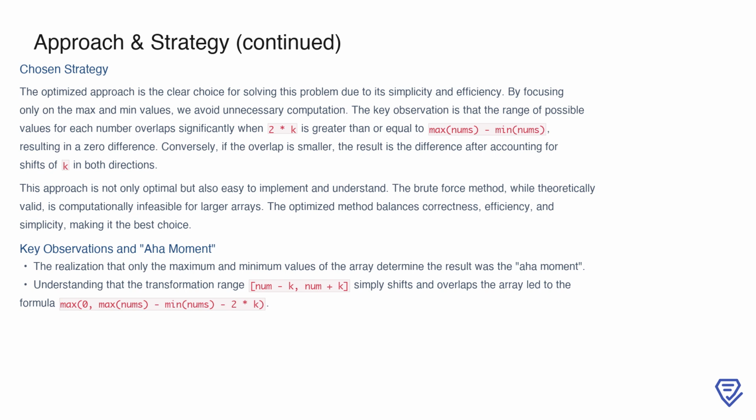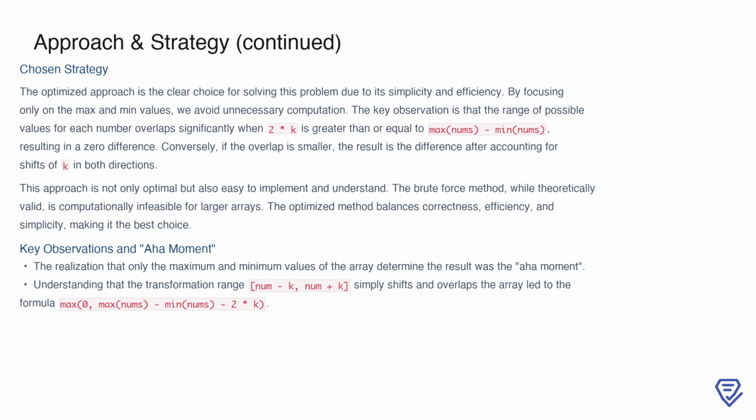By focusing solely on the maximum and minimum values of the array, we eliminate unnecessary computations. A key insight here is that when 2*k is greater than or equal to the difference between the maximum and minimum values of the array, the range of possible values completely overlaps, resulting in a zero difference. On the other hand, if the overlap is smaller, the result is simply the difference after accounting for the shifts of k in both directions.